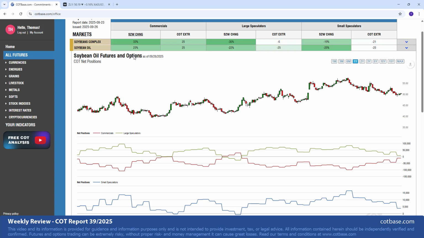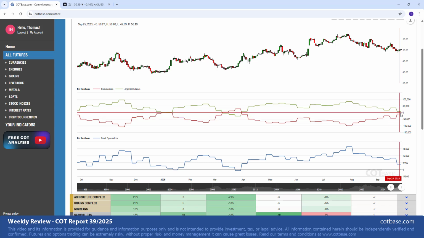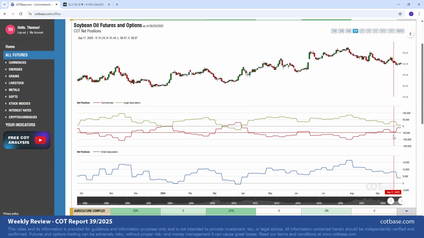We're going to jump over that, start with soybean oil, where we have a 23% change in commercials net position. You can see that on the chart over here, greater than average. It is a bullish COT change signal, suggesting strengthening in the next few days.